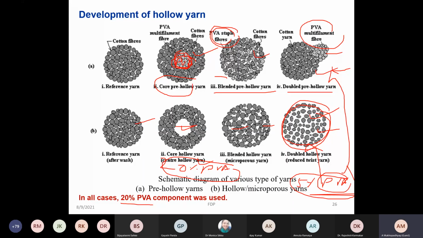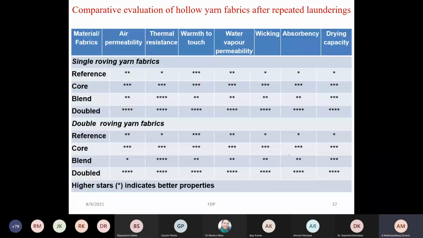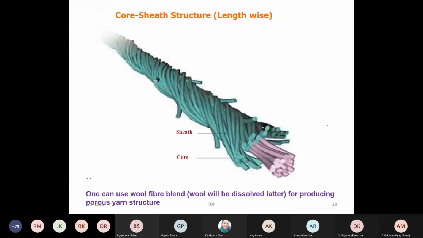Okay, so industrial practices use 5% PVA, and in some cases you can also see this kind of structure for making the towel cloth. Now this is the same thing I have mentioned, the double yarn fabric performs the best. If you look at the air permeability, thermal, warm to touch, by considering all these properties, double yarn fabric works the best, okay, as compared to other fabrics.